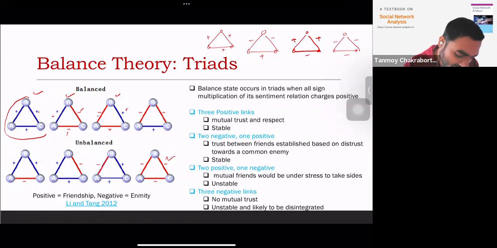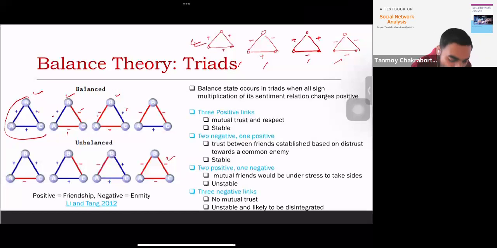So in these four cases, let's try to understand from a social science perspective how many of these structures are stable structures. Now, what do you mean by stability? We'll discuss. Okay, so let's look at the first structure.